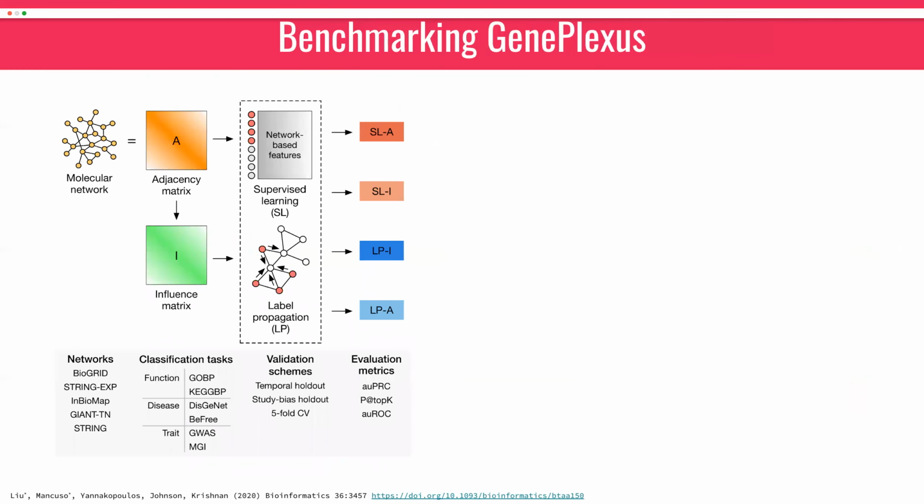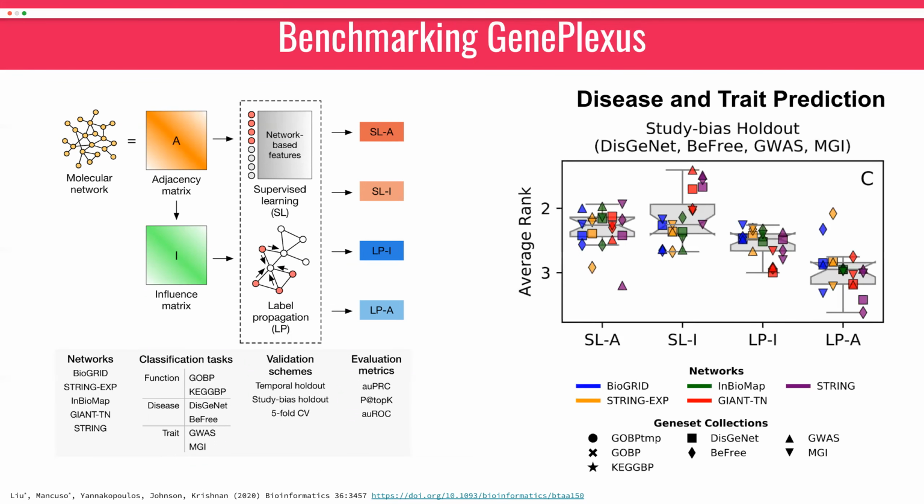We have extensively benchmarked this method. We've tried it on a whole bunch of different networks, a bunch of classification tasks like function, disease, and traits, a bunch of validation schemes, and a bunch of evaluation metrics. We benchmarked it against label propagation, LP. Label propagation is maybe the most widely used way of doing network-based gene classification, especially in web servers. It's very closely related to a concept called guilt by association. What we've done is benchmark this, and we showed that supervised learning pretty much always outperforms label propagation.